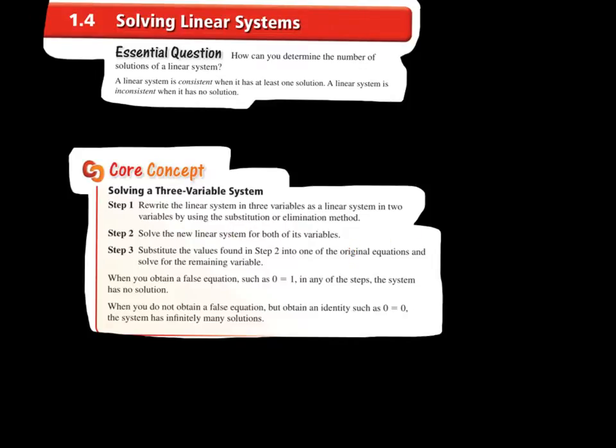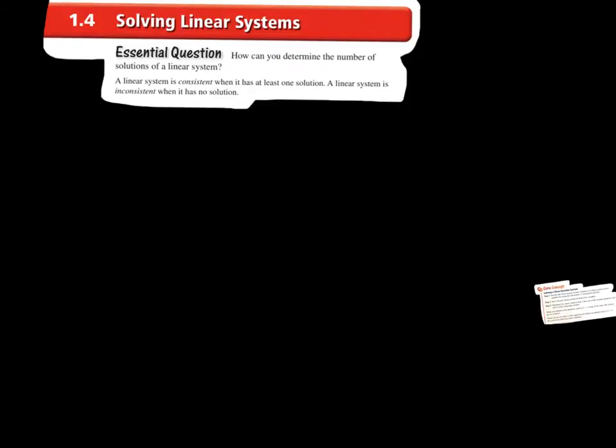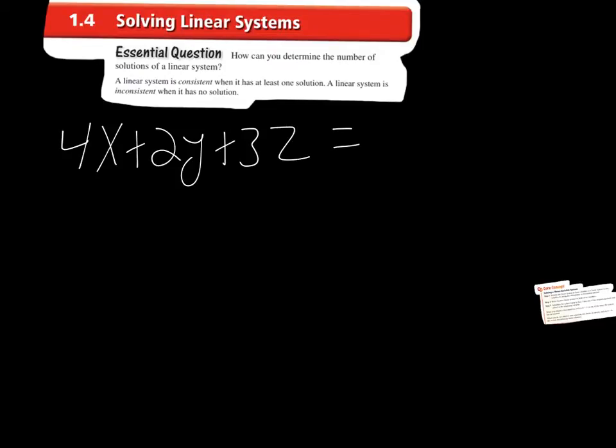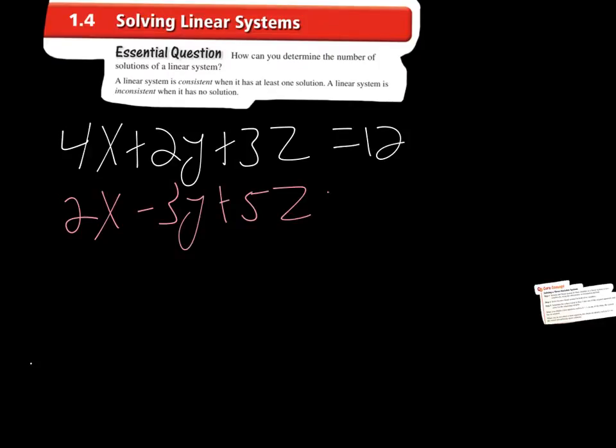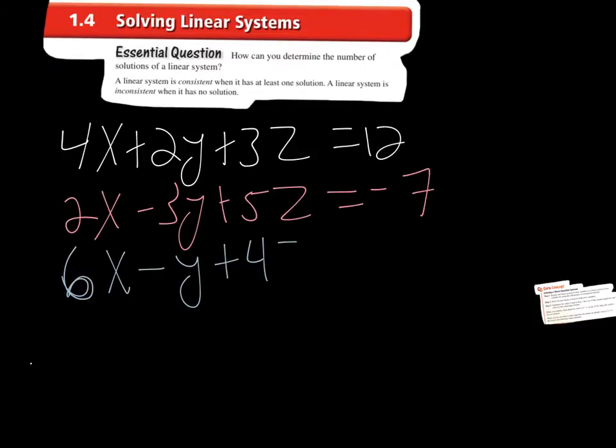Let me close this off and bring it down here. So the system that we're going to be using is this guy right here. So 4x plus 2y plus 3z equals 12, and then 2x minus 3y plus 5z equals negative 7. And the last one's 6x minus y plus 4z equals negative 3.